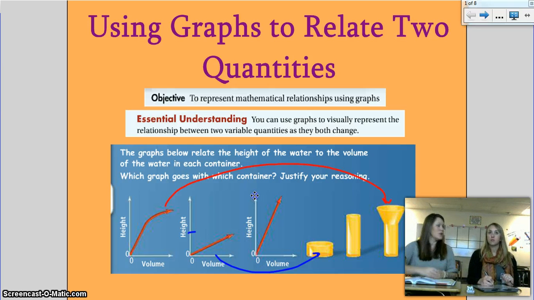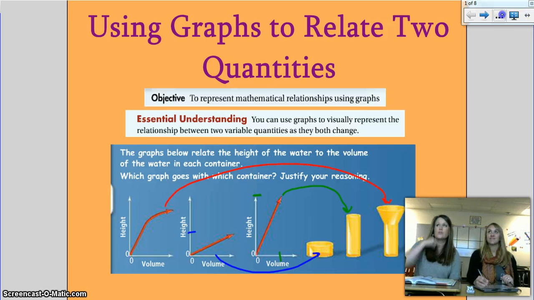The skinny one, well, it's super high. Your height and your volume increase quickly when you have a little tiny skinny thing. I'm certain that you guys have seen that in science when you fill up the graduated cylinders. So there you have it.